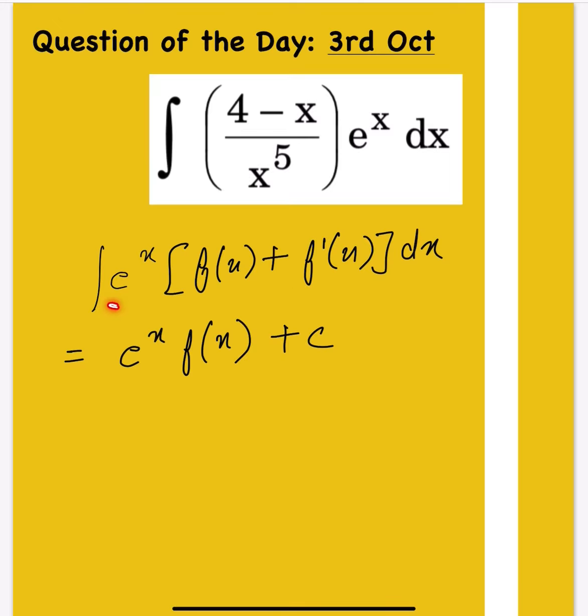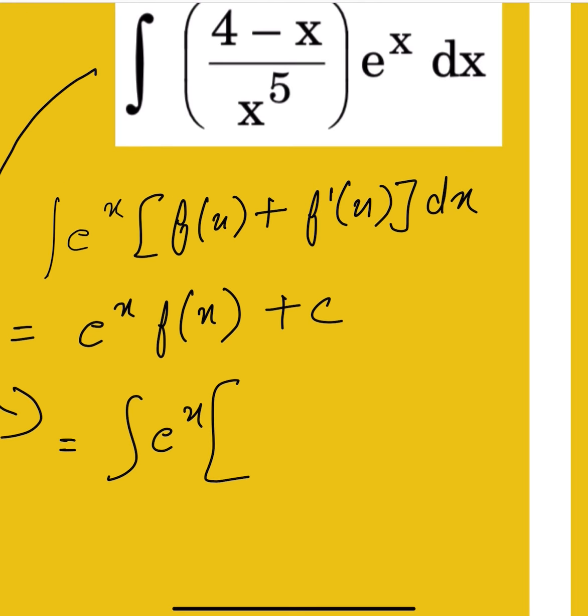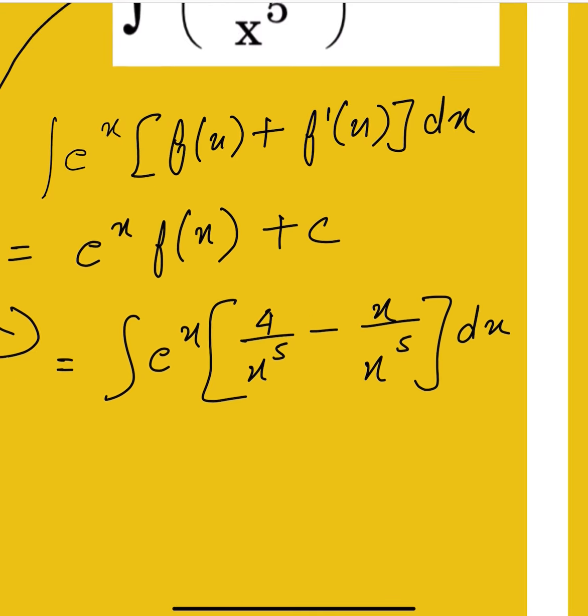What you need to do is rewrite this function in this form. Right now, e to the power x is outside, which is good, but you do not see two separate terms inside the bracket. So what do we do? We split the division. Write e to the power x first so that you can look at that form. Let me zoom in. So what you can do, 4 upon x to the power 5 minus x upon x to the power 5 dx.